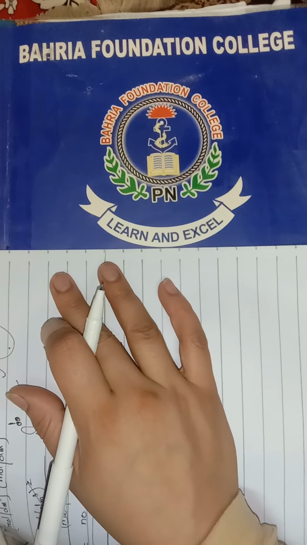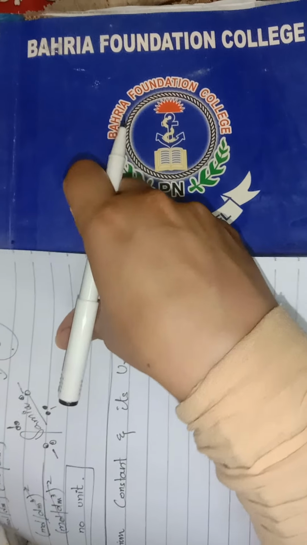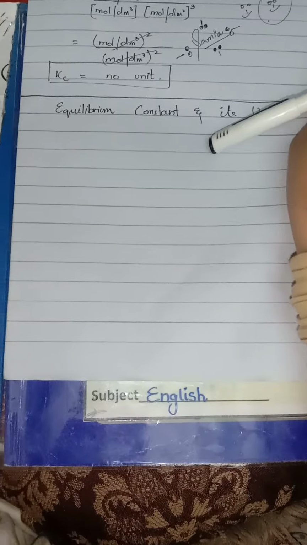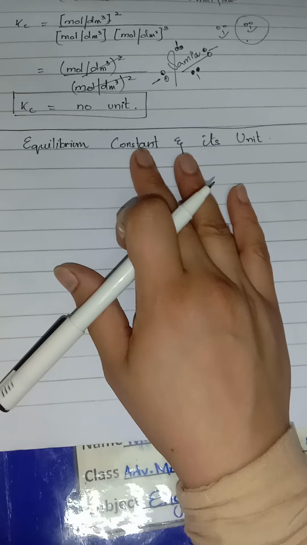Under the supervision of Bahria Foundation College, Gori Town campus, this is your chemistry class, and today we are going to study the third topic of your chapter number 9, equilibrium, chemical equilibrium.